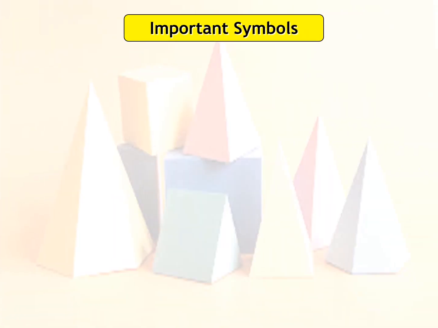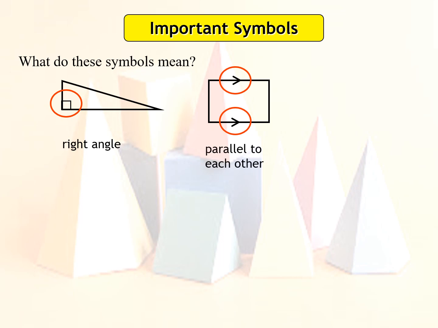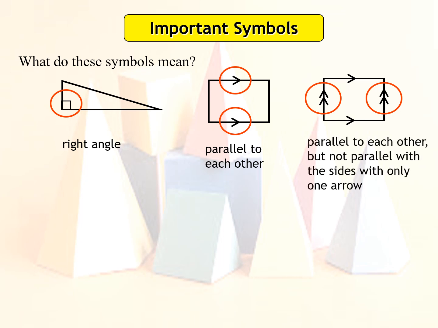So first we are going to have some important symbols to be remembered. What do the symbols mean? The small square indicates that it is a right angle. If we have arrows, it indicates that the sides are parallel to each other. And if we have two arrows for each of the sides, it means that they are parallel to each other but not parallel with the sides with only one arrow.